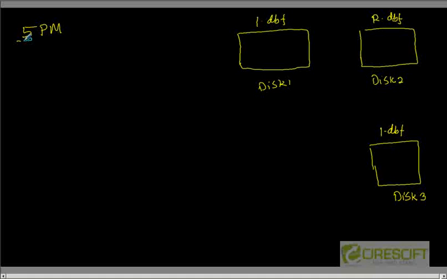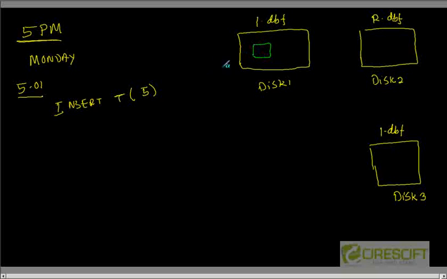So let's say at 5 p.m. Monday, I copy this file 1.dbf to disk 3, and both are the same. Then at 5:01 p.m. on Monday, I am going to do an insert into table T, some value, let's say 5, and assume that table T is stored in this file called 1.dbf. So in 1.dbf I have modified something, and 5 is stored there. If I compare the 1.dbf in disk 1 and in disk 3, they are exactly the same, except that 1.dbf on disk 1 will contain a new entry, that is 5.